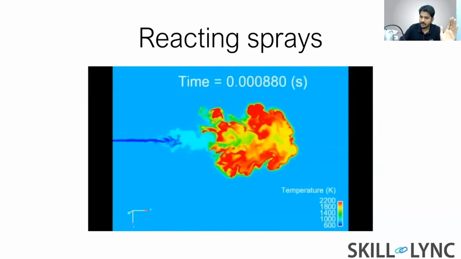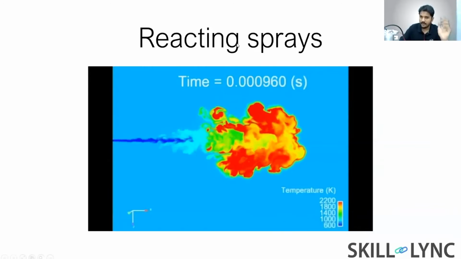If I stop the simulation at this point, there is something very interesting. You can see that there is a particular length till which there is no flame. The temperature is only 600 Kelvin. This is called the flame liftoff length.